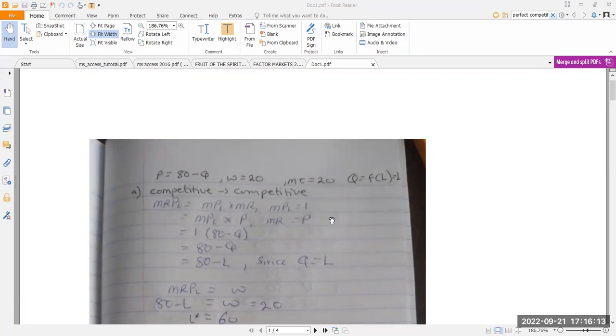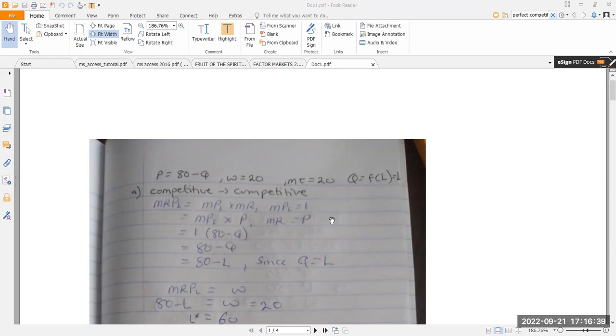Now, the output firm will hire labor up to the point where its marginal revenue product of labor is equal to wage. Okay, so the benefit that we get from hiring labor should be exactly equal to the cost. That's the wage that you pay in order to hire that labor. Okay, but then under perfect competition, marginal revenue is equal to price.